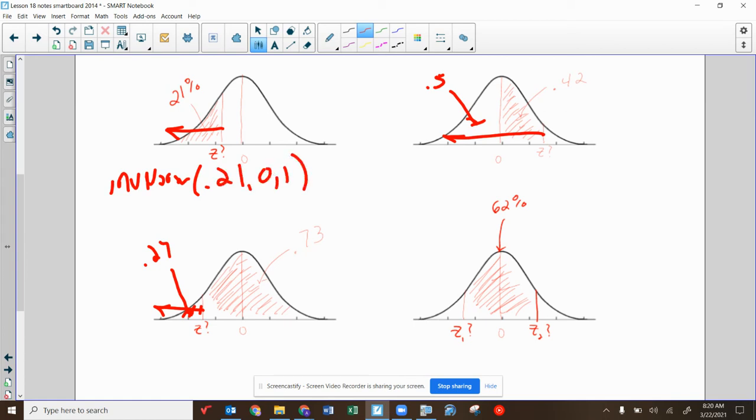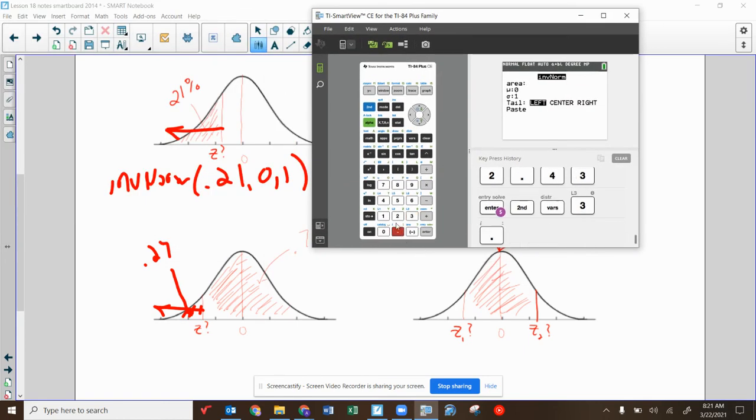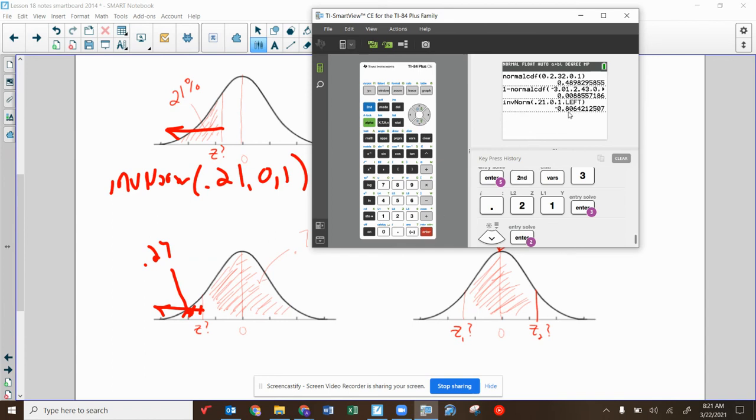0.2101. Okay, same spot in the calculator, second bars, except now we're going to do the third one for inverse norm. So my area was 0.21. Mean and standard deviation were 0 and 1. Now here's where you can change these things, but again, I'm going to ask you not to. We're going to always just do left, paste it. Okay, so we get, let's go 2 decimal places with our z-scores, unless directions tell you differently. So negative 0.81.